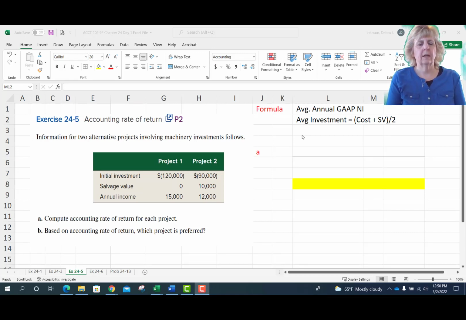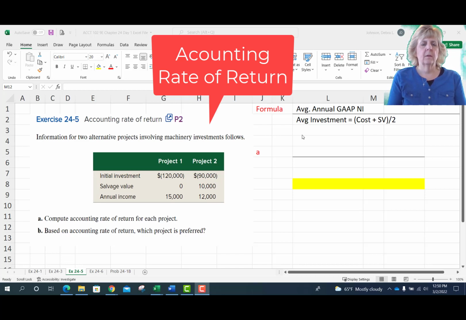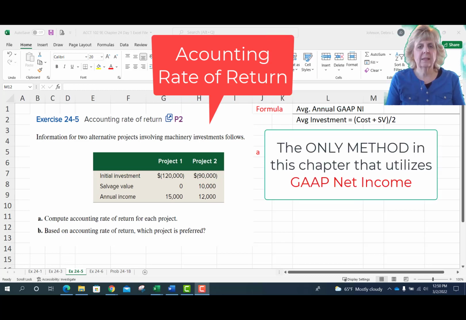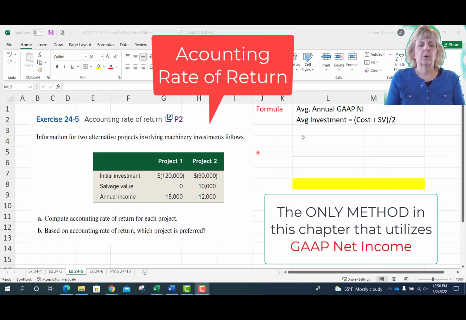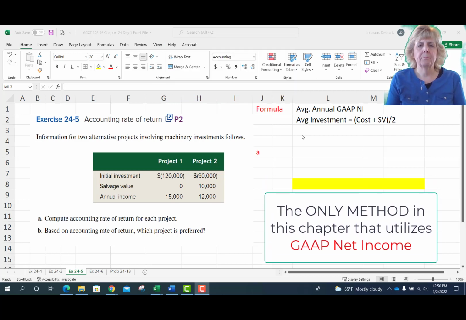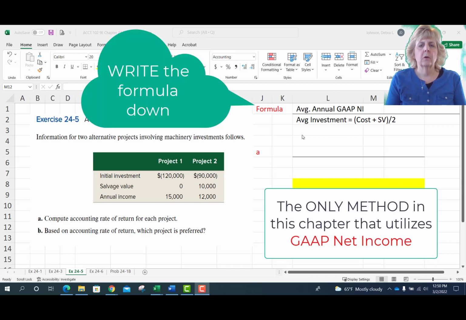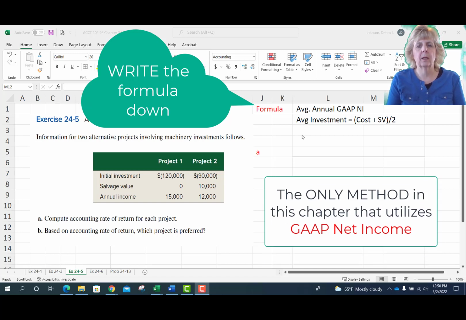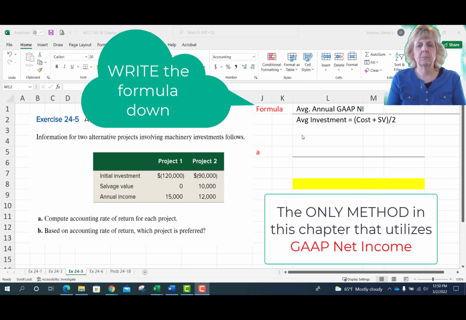Let's take a look at the accounting rate of return. One of the best things going for this method is it's the only method that utilizes GAAP net income. So one thing I would strongly recommend on every homework problem, write down the formula on a piece of paper before you work the problem out. That will help remind you of whether you need cash or GAAP net income on each of the 4 methods that we're learning. And it would also help you to cement the formulas into your memory.